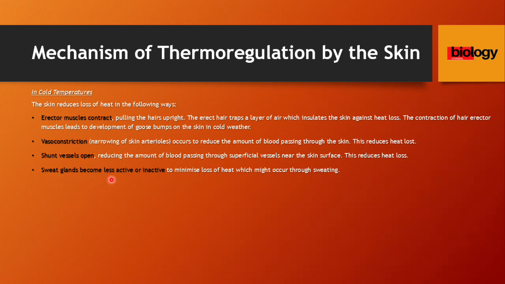Sweat glands become less active or inactive. So sweat glands are the ones that produce sweat. Okay, so they become what? Less active or inactive to minimize loss of heat which might occur through sweating.